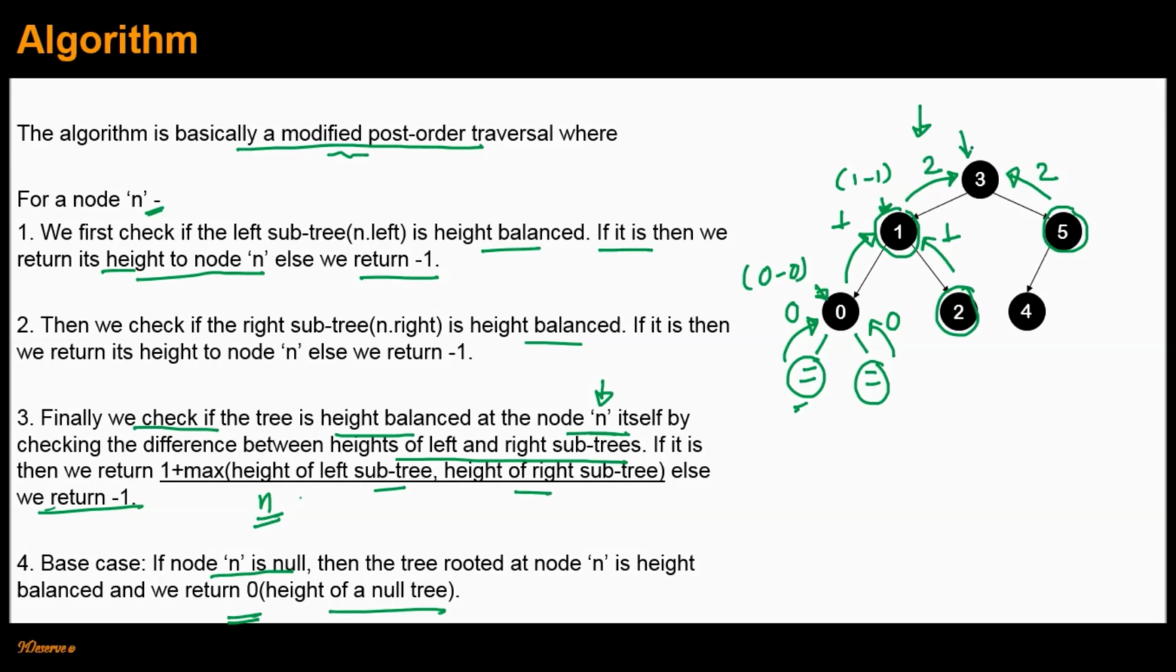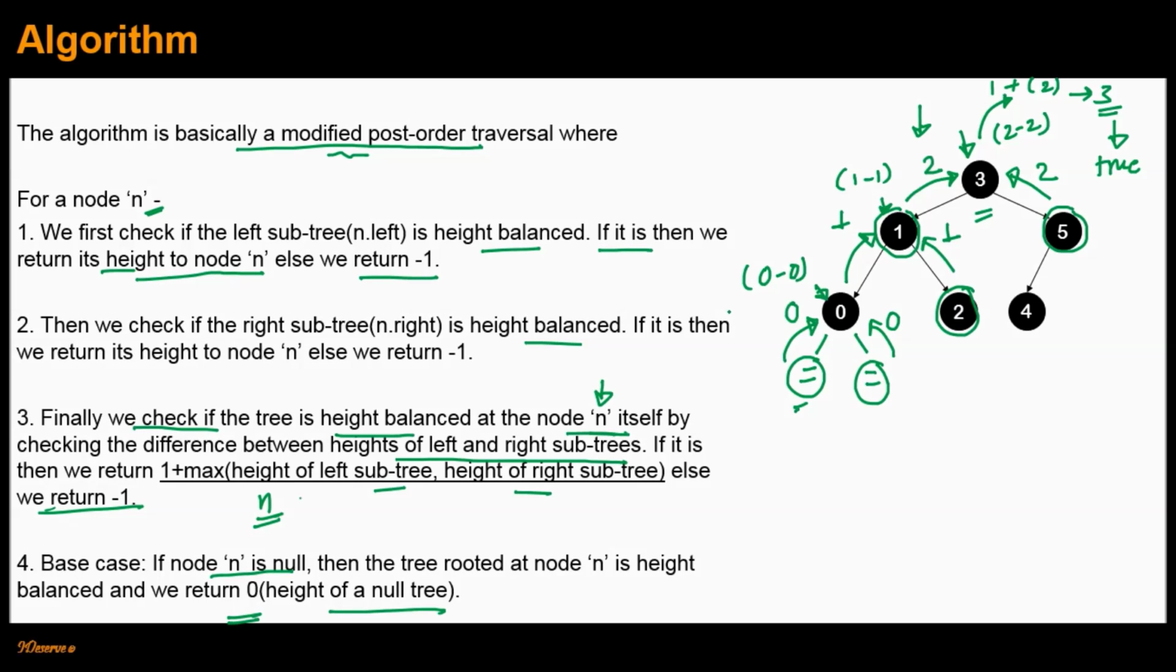Finally, at node 3, we check the difference of 2 and 2, which is the height of left subtree and right subtree. The difference is less than 1. Therefore, the tree rooted at node 3 is height balanced and we return 1 plus maximum of 2, 2, which is 2. So overall, we return 3 from this calling function and this 3 is interpreted as true.